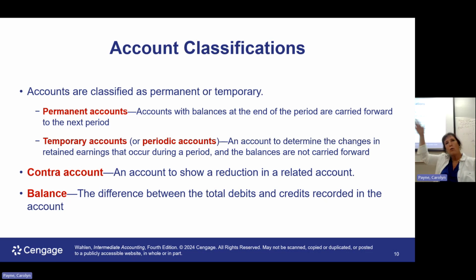So they're called real accounts or permanent accounts. So all the balance sheet accounts are real accounts. Assets, liabilities, owner's equity, which breaks down into common stock and retained earnings. Those are our real accounts. And then the temporary or nominal accounts are the revenue or the income statement accounts and the dividends account. Those are the ones that get closed out with the closing entries.